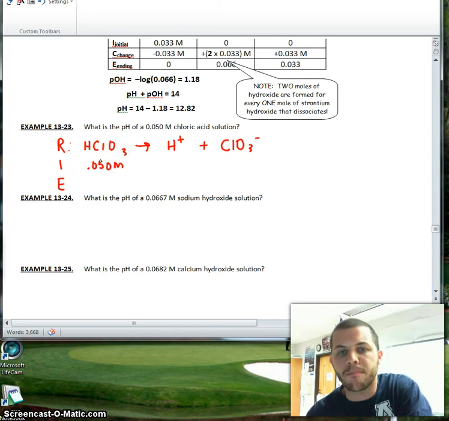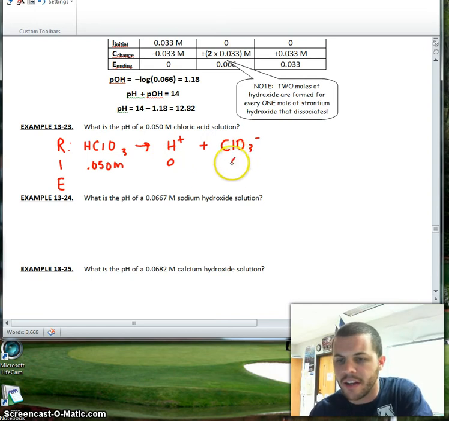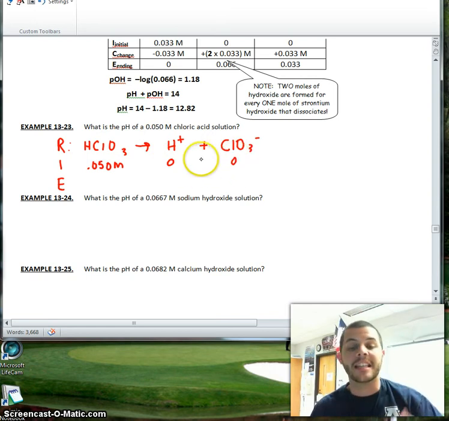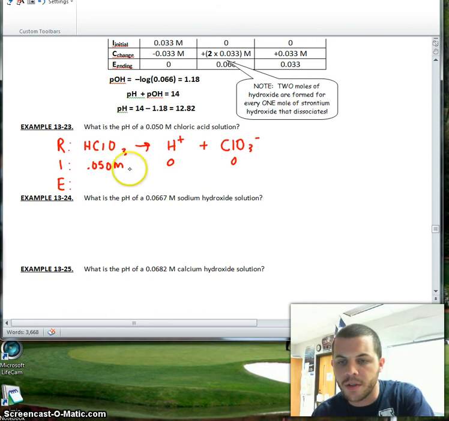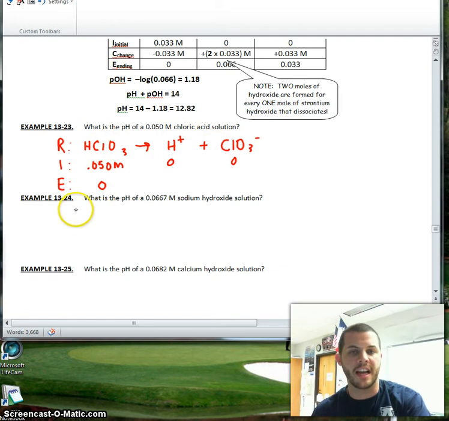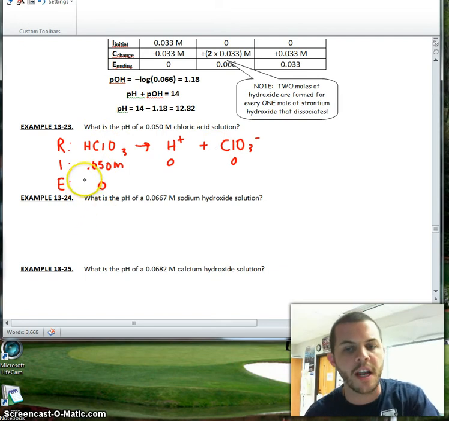If it hasn't broken up yet, if everything is still together, then I don't have any hydrogen ions and I don't have any chlorate ions. At the end of the reaction, once everything has dissociated, since HClO3 is a strong acid, and since all of it is going to dissociate into H plus and ClO3, I know that I'm going to have none left over at the very end because it's all going to dissociate.